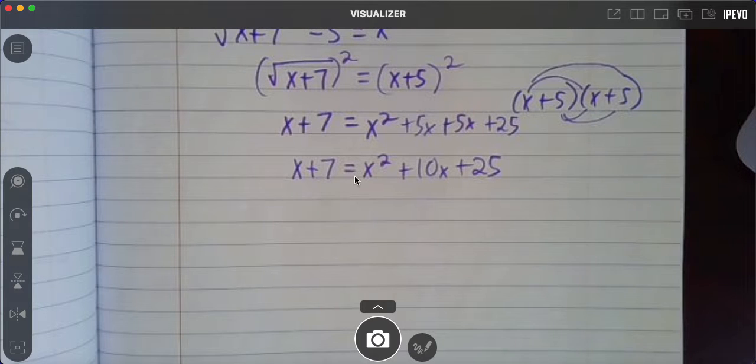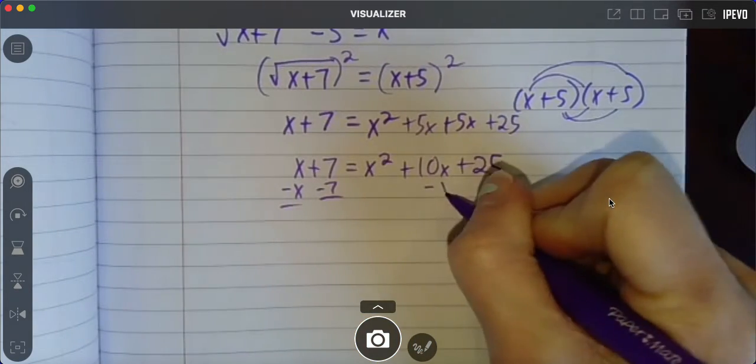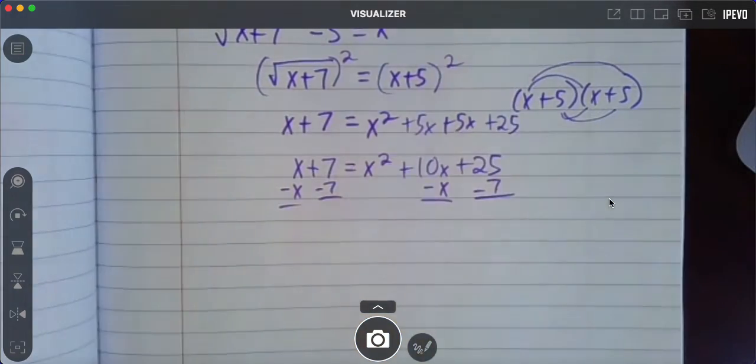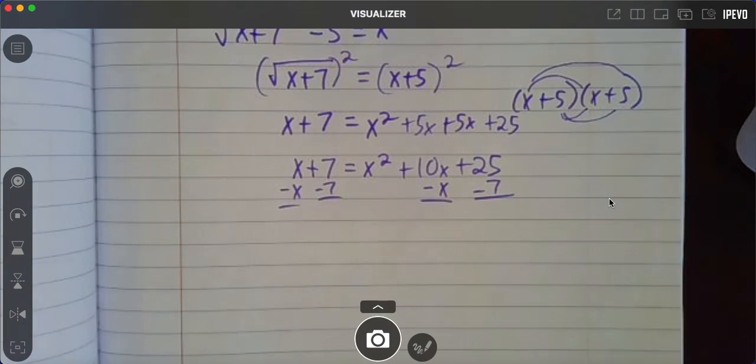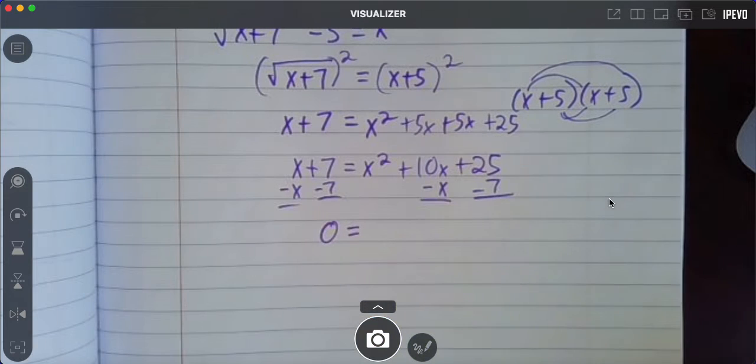It cancels out. So now I'm going to move this x and 7 over here. I'm trying to put all my like terms together. So watch, I'm going to subtract my x and my 7. Do you see why I put them where I did? I put my x's together and I put my numbers together. So over here I get 0. It's kind of like the last chapter, but not near as hard. I've got my 0. So, finding my roots.